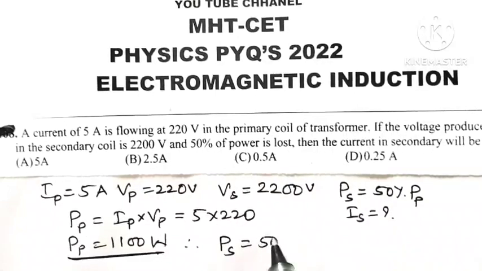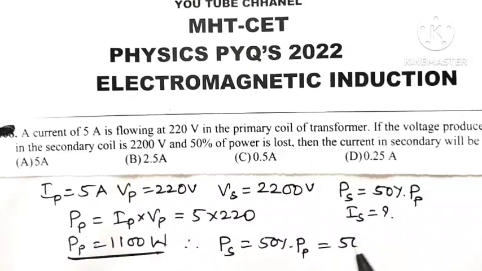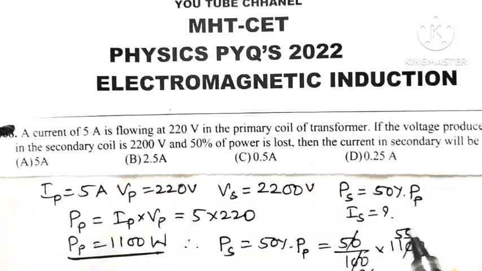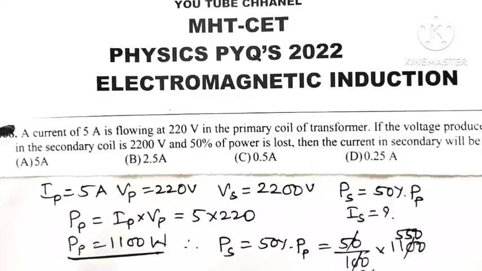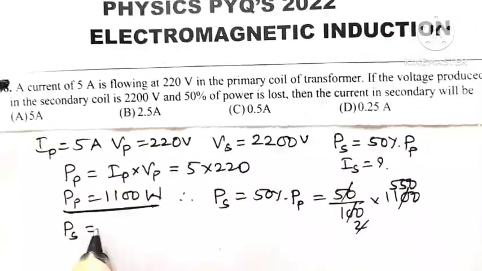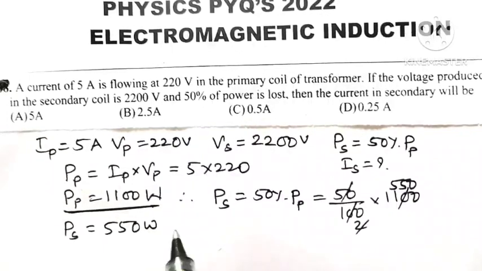So it is 50% of primary power. Secondary power is 50% of primary power. It means it is 50 divided by 100 into the primary power, which is 1100. So this 2 and here it becomes 550. So secondary power is equal to 550 watt. Secondary power is equal to 550 watt.